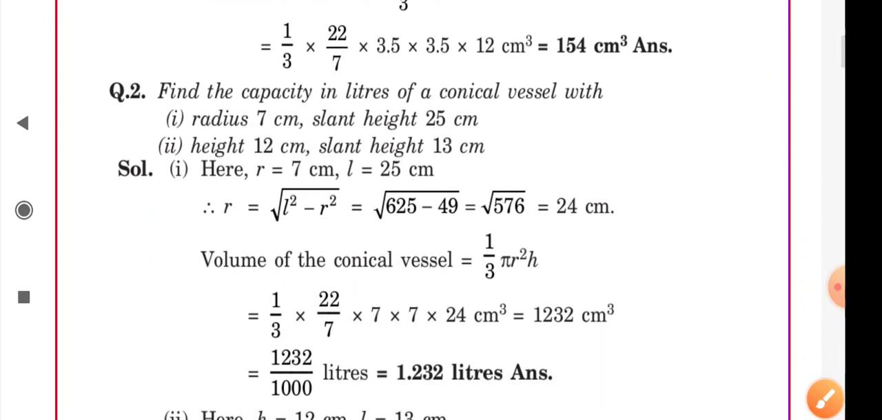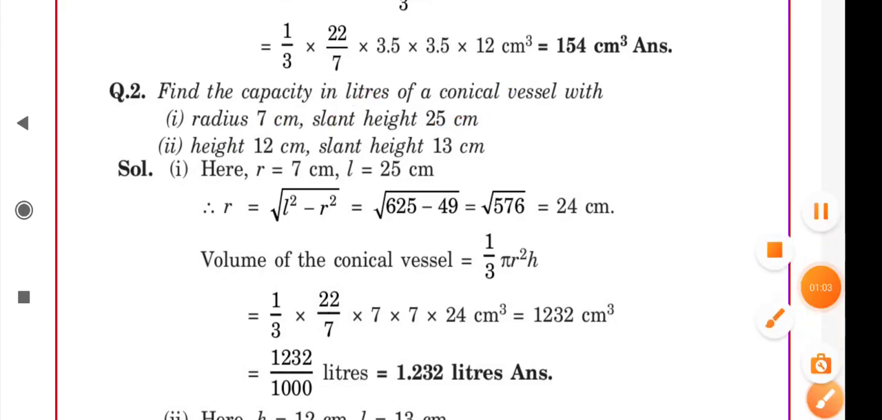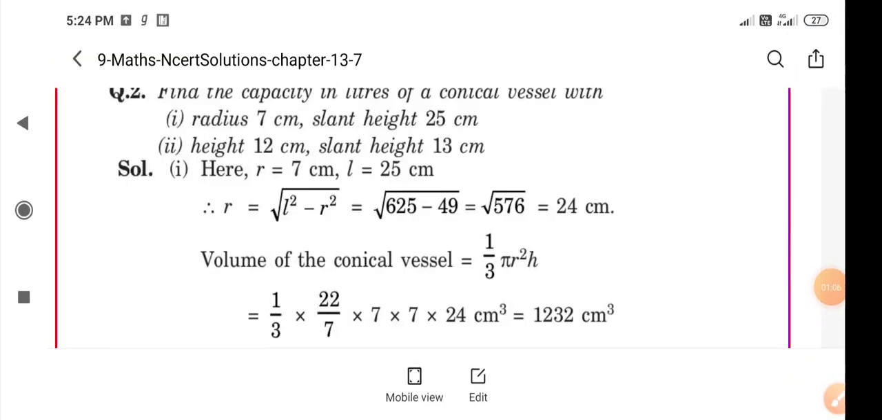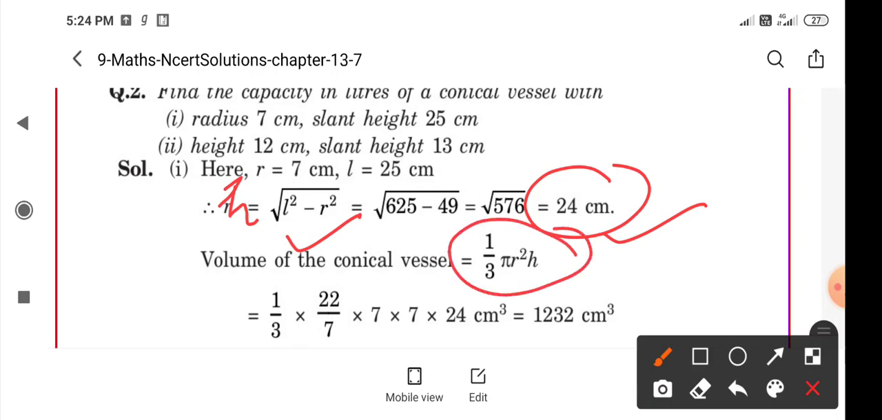But in the second question you can see that you have been given the radius and slant height, not the height. So for finding the height, you have to apply h is equal to, it is mentioned wrong here, you will write here h, h is equal to under root l square minus r square. You will substitute all the values, you will get the value of h, then you will find out the volume, again 1 upon 3 pi r square h. You have h and r now. Similarly for the second part also.